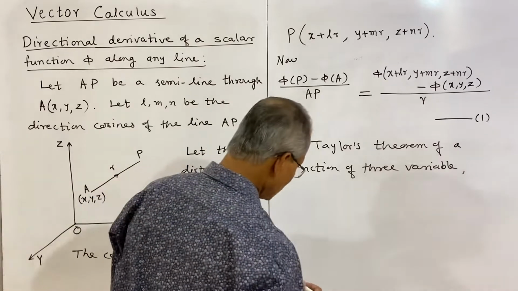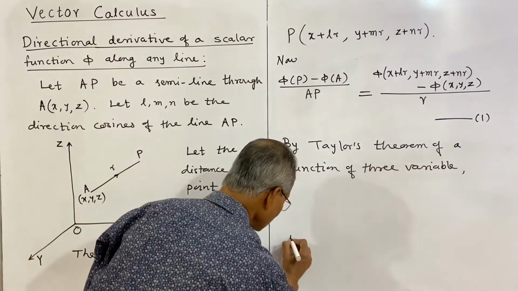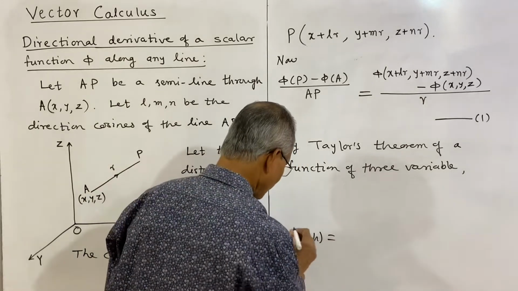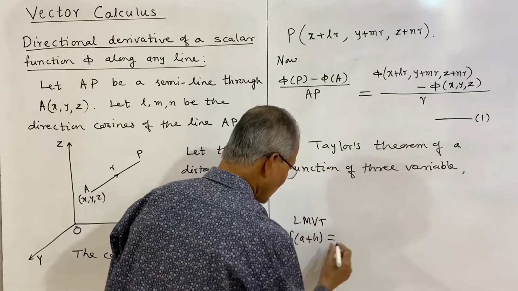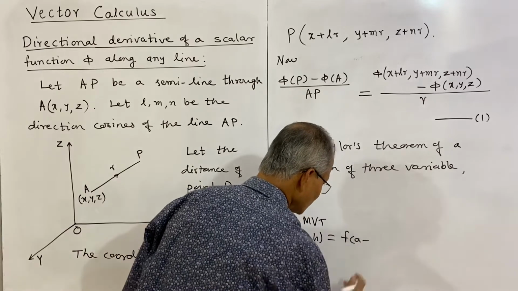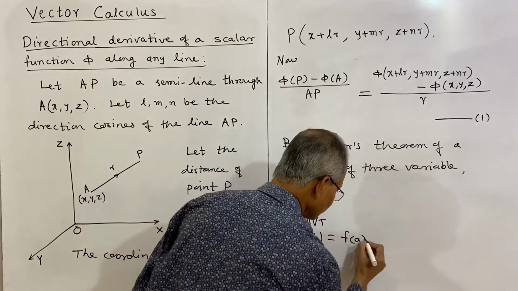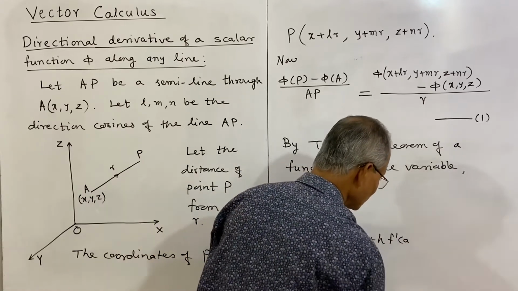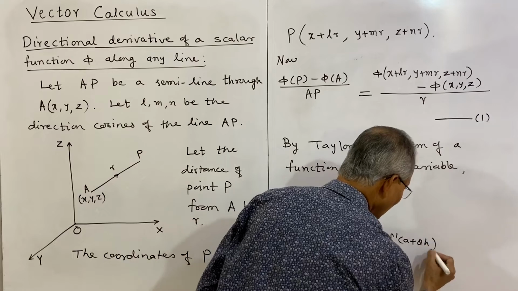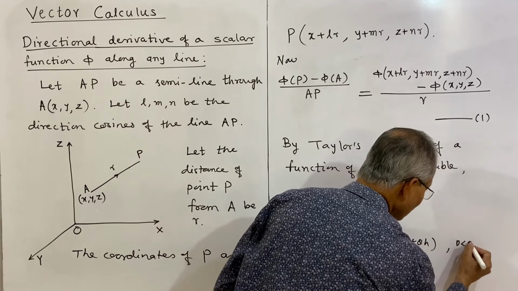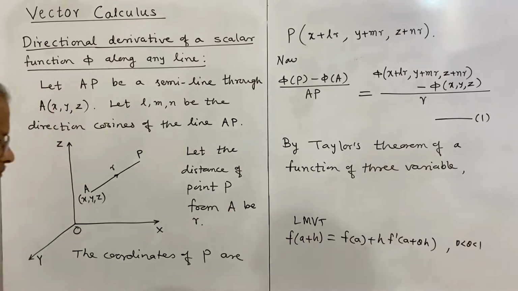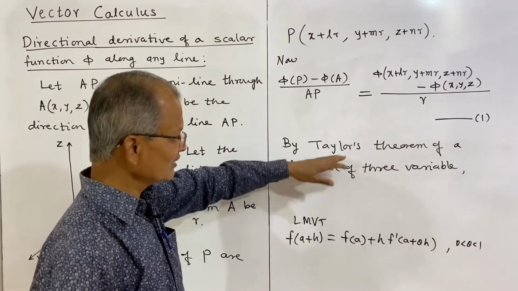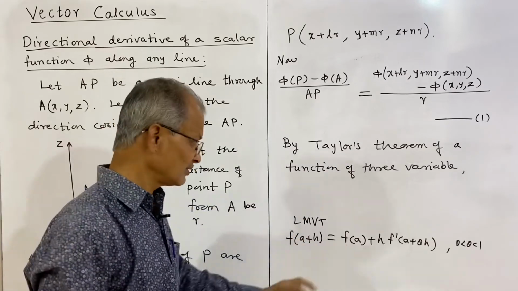See what is actually Taylor's theorem. Another form of the Lagrange theorem, that is LMVT, is f of A plus H is equal to f of A plus H f dash of A plus theta H, where theta is between 0 and 1. This is the Lagrange mean value theorem. Actually this theorem we are going to use; Taylor's theorem is the generalization of this theorem.